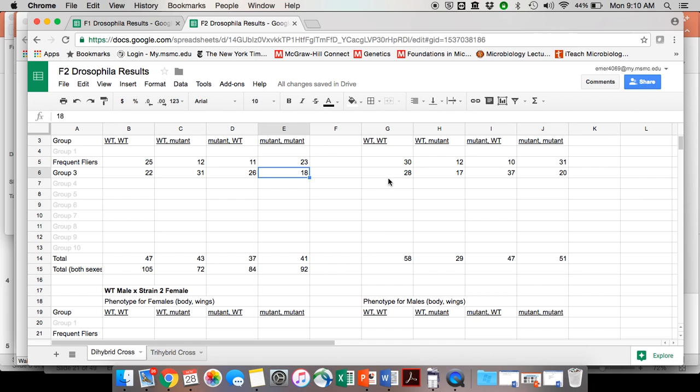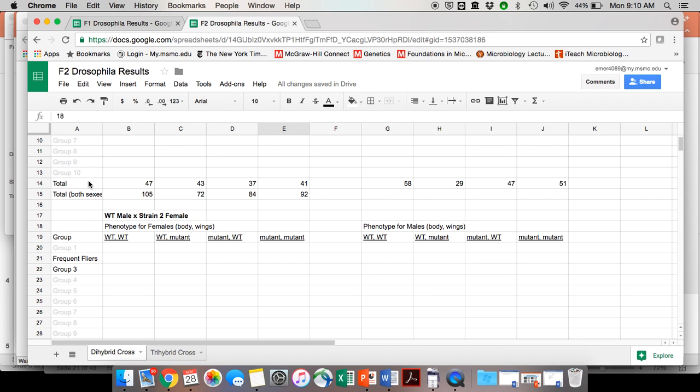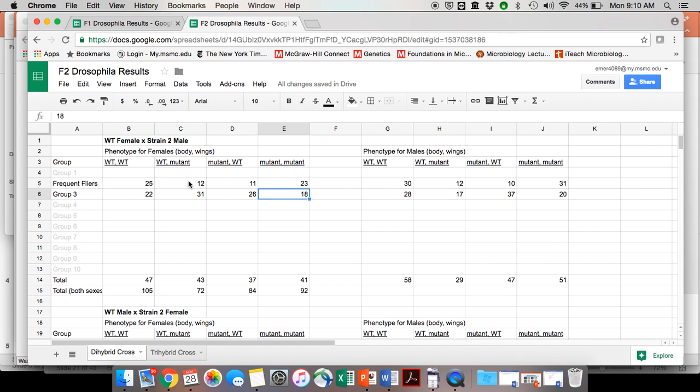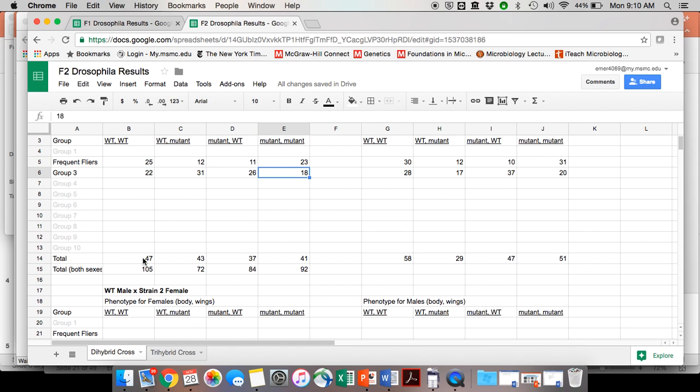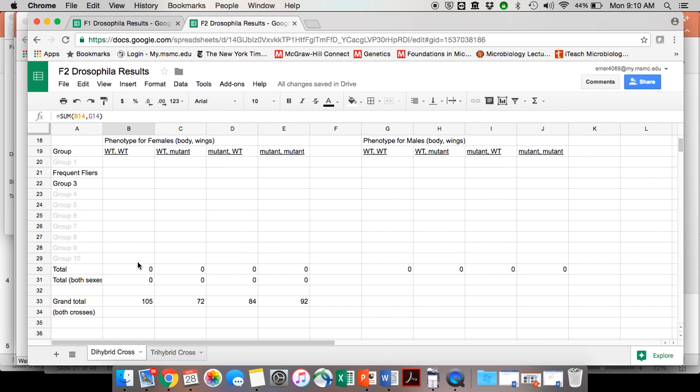And just like you did before, it's going to tally all of these. It's going to give you the total for this reciprocal cross for each gender, independent of gender, and it's going to give you the grand total for both crosses. Remember, only the dihybrid cross gives you a grand total. The trihybrid cross does not.